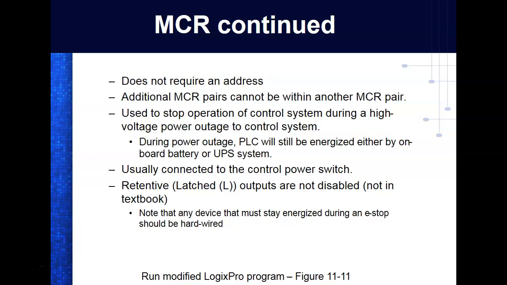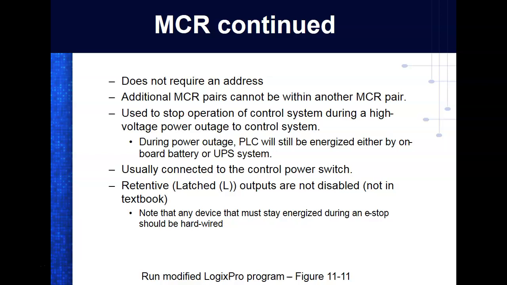Use the stop operation of control systems during a high voltage power. This is anytime I need to stop things, then this would be things that we might look at. Usually connected to a control power switch. So these are your retentive. We just talked about this would be the latched output, right, or not disabled. And this doesn't tell you in the what. It does tell you non-retentive. Does it tell you that in the book? So right now, the only non-retentive output we have is using the latch instruction.